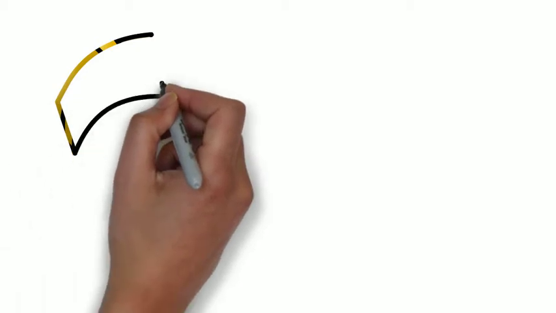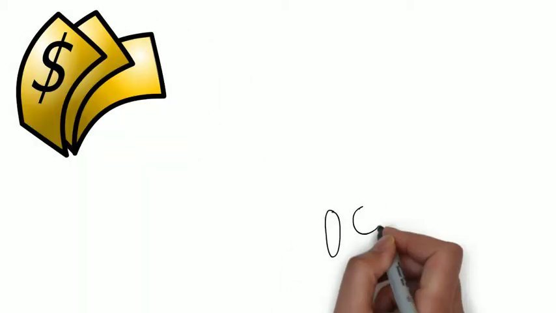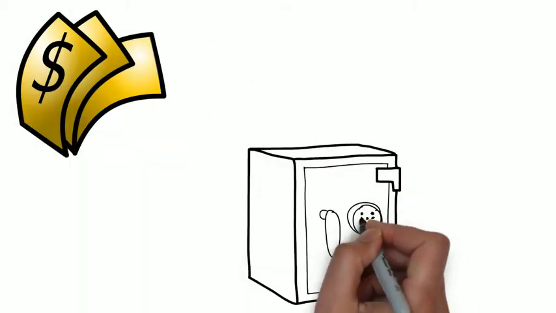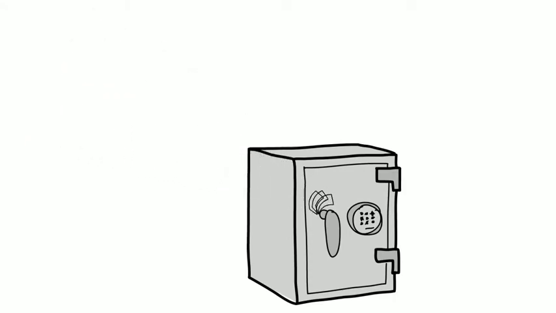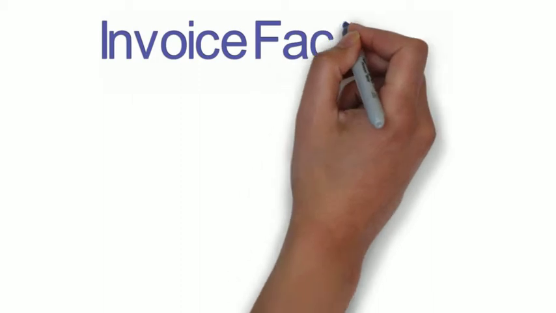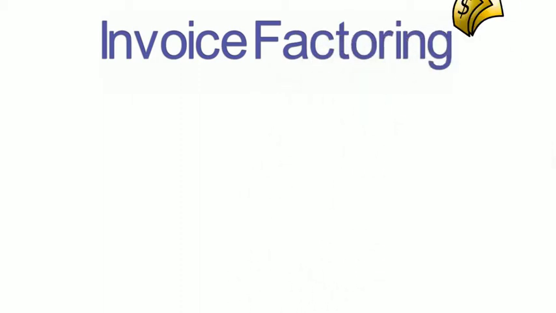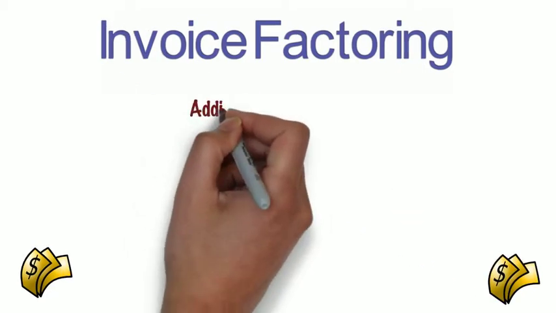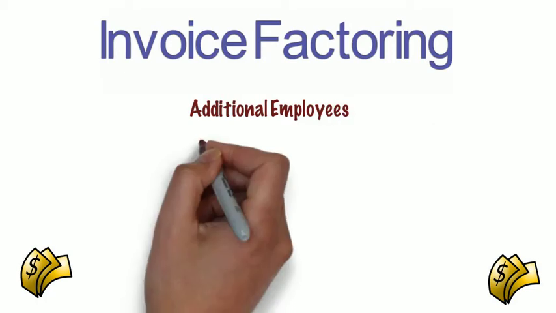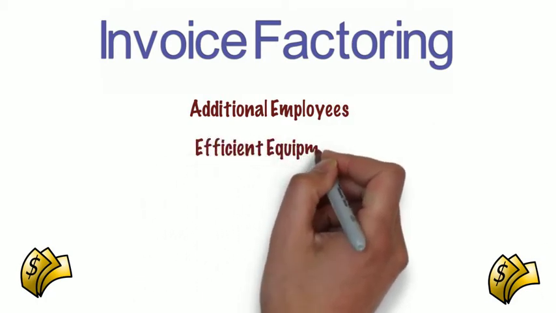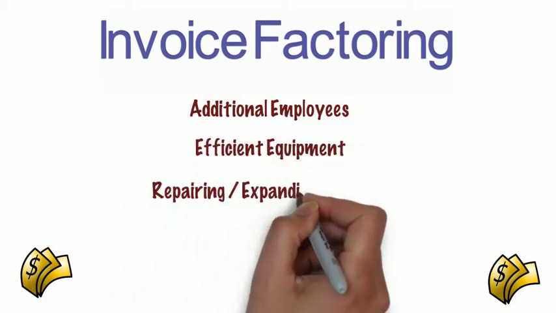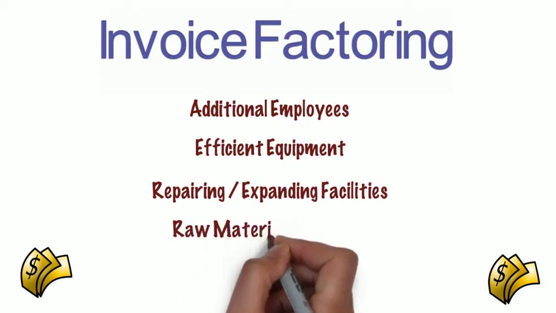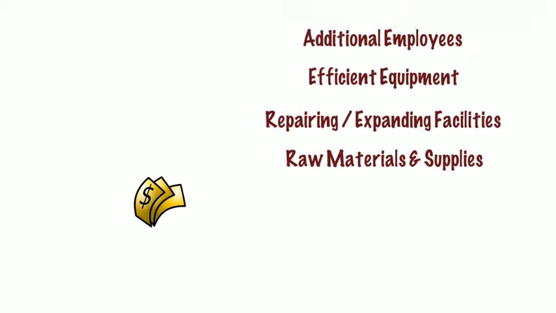If you could invest in your company, you could grow your cash reserves, but it's difficult to make that investment when you're relying primarily on current invoice payments that are often late. Invoice factoring is an excellent alternative to bank loans that can help your business to quickly get the cash needed to invest in growth. The money can be used for a variety of investments: hiring additional employees, acquiring more efficient equipment, making repairs on facilities or expanding facilities, purchasing raw materials and supplies.